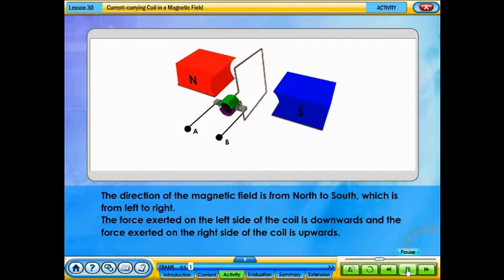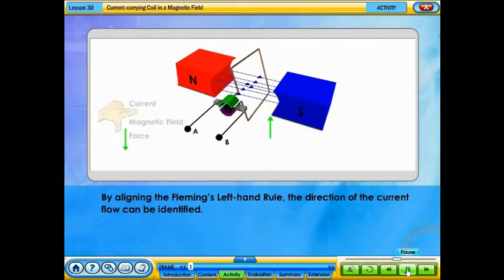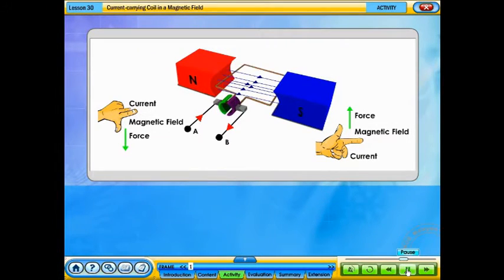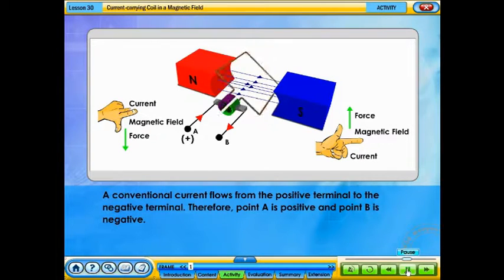The direction of the magnetic field is from north to south, which is from left to right. The force exerted on the left side of the coil is downwards, and the force exerted on the right side of the coil is upwards. By applying Fleming's left-hand rule, the direction of the current flow can be identified. A conventional current flows from the positive terminal to the negative. Therefore, point A is positive and point B is negative.